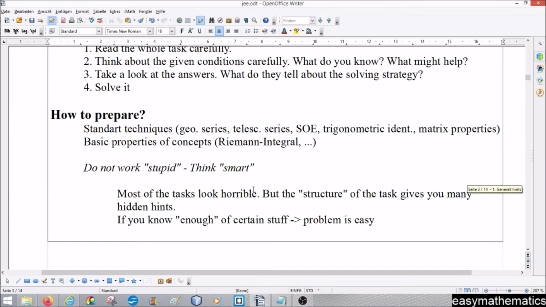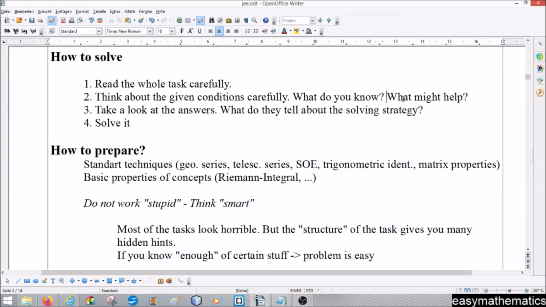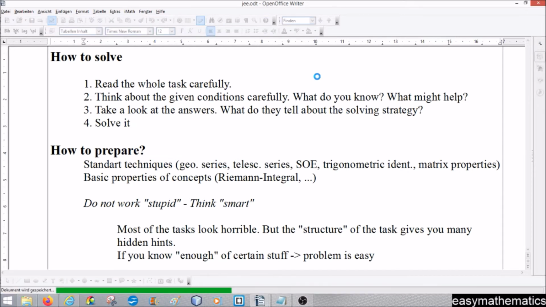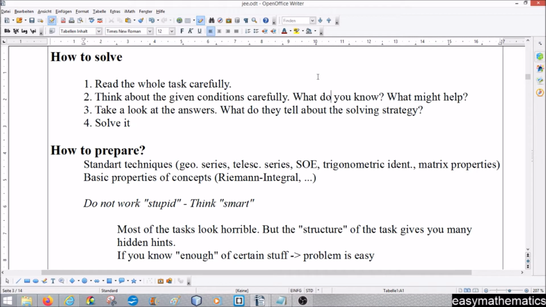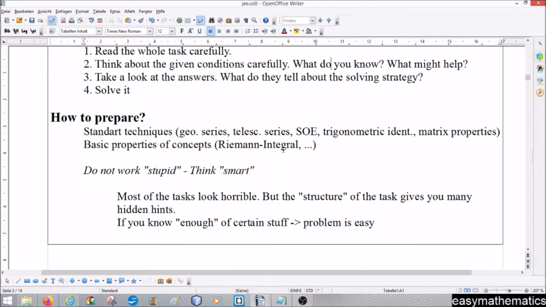First of all, yeah, it sounds stupid, of course, when I say read the whole task carefully. What I mean by that is, if you read the question, think about the given conditions. What do you know about them? What might help? And it's also a nice try if you take a look at the answers. Sometimes they tell a lot about the solving strategy. Also in this case, in question 8, we will see how to take advantage of this. Okay, and how to prepare.